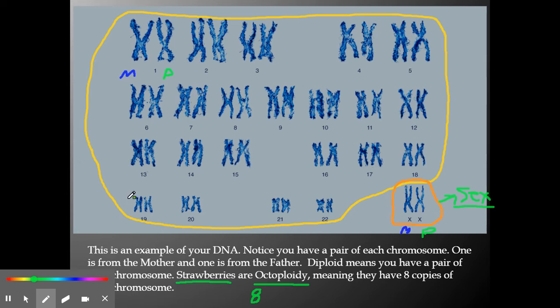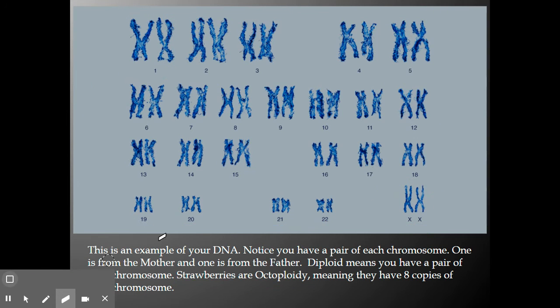So that's what chromosomes look like and how you discern each of the pieces, and what homologous chromosomes are and what your sex chromosomes look like, etc. Okay. Moving on.